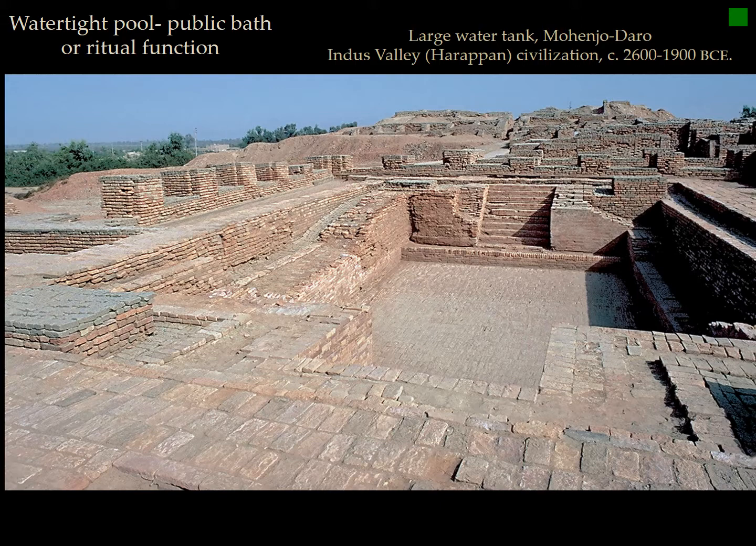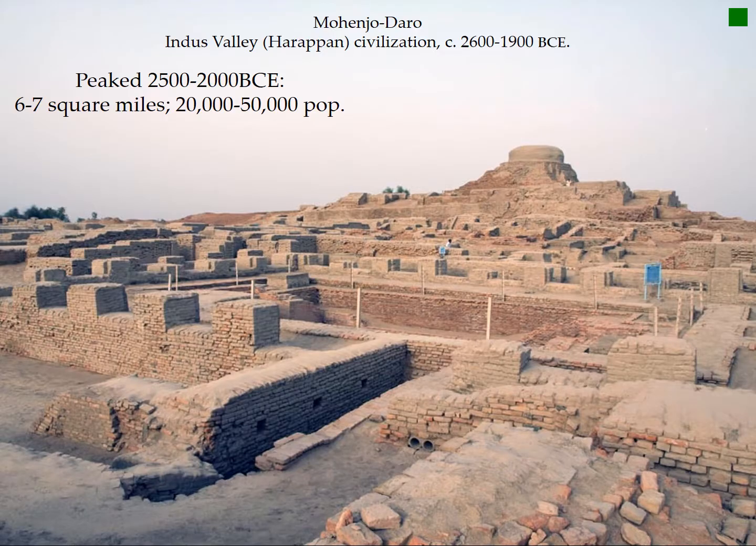We have a watertight pool near the center of the civilization, which could have been used either as a public bath or for some ritual function, much as with baptism in the Christian tradition. That's why it is known as a large water tank, for its use is unknown because we have yet to translate the language of this early civilization in the Indus Valley.